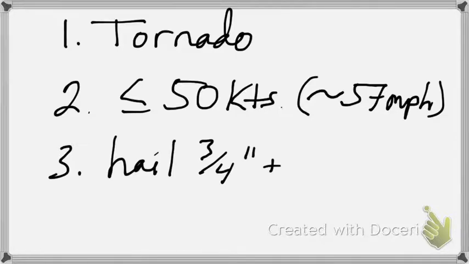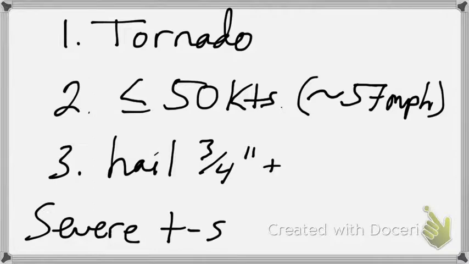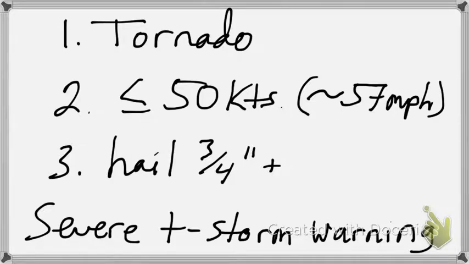Notice lightning is not a factor in this. Also notice the amount of rain is not a factor in this. These are the only 3 conditions that will warrant a severe thunderstorm warning. That means it is happening, you need to take cover. A watch indicates the conditions are favorable for a severe thunderstorm to occur.